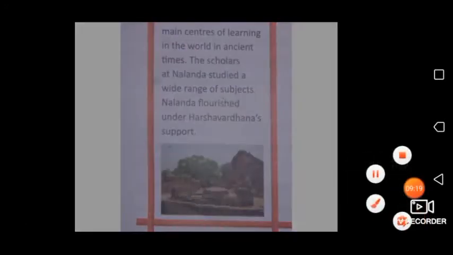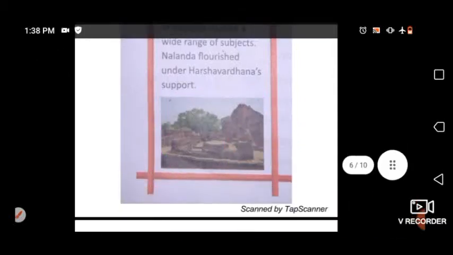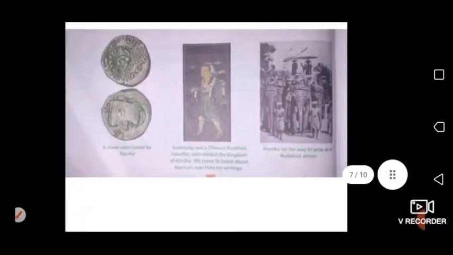So this university that you can see on your screen is the picture of Nalanda University, the oldest university of this world. This university has a variety, lots of subjects that we can study, and it flourished under the support of Harshvardhan. Okay, let's move on to the next one.